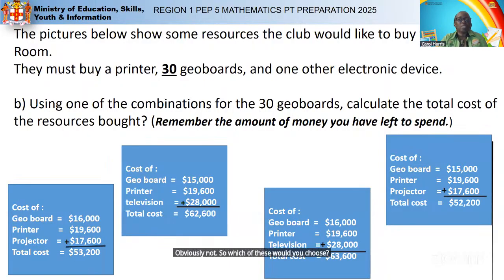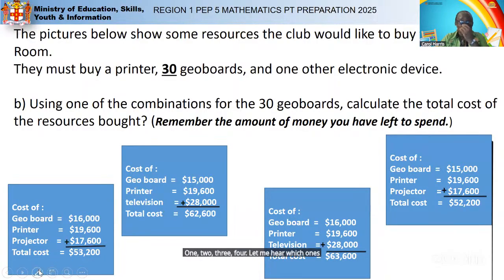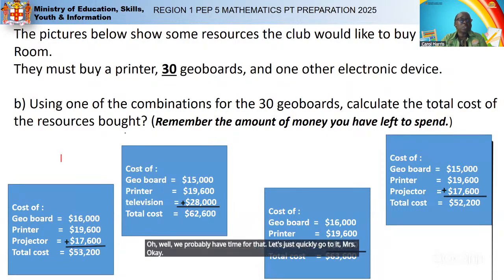Oh, we should have given them some numbers. Put a number over each of them for me, please, numbering from left to right. 1, 2, 3, 4. Let me hear which ones you would choose. Oh, well, we probably don't have time for that. Let's just quickly go to it.